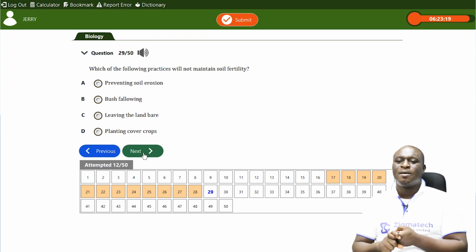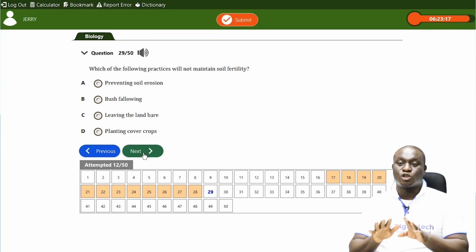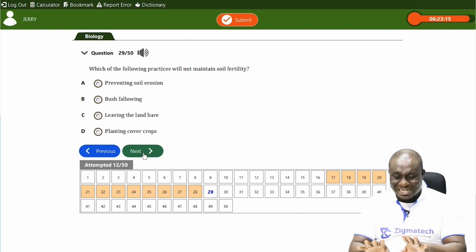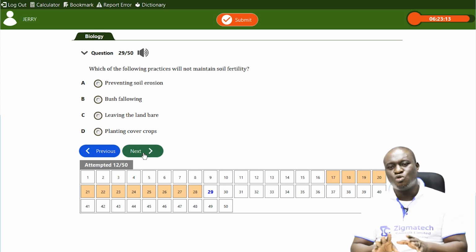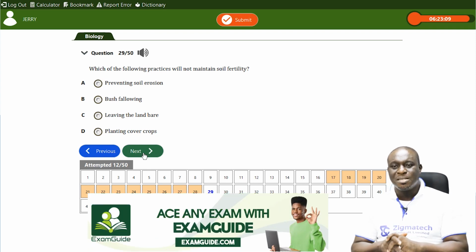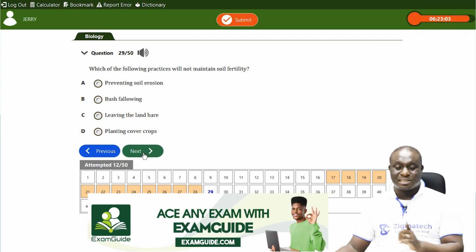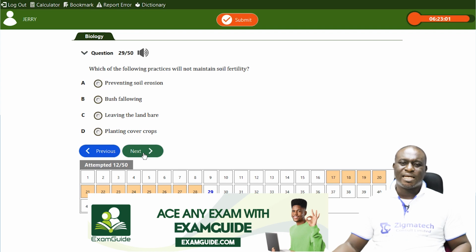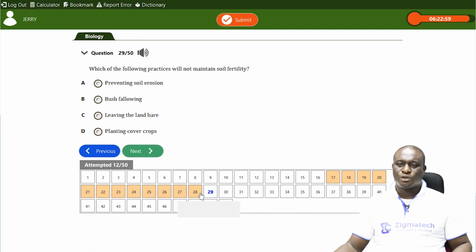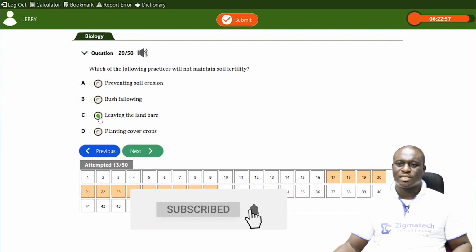And then D, planting cover crops. Cover crops is also another way of maintaining soil fertility. So looking at the options of the question, the correct option is C, leaving the land bare. Leaving the land bare is a practice that will not maintain soil fertility. So our correct option is C.